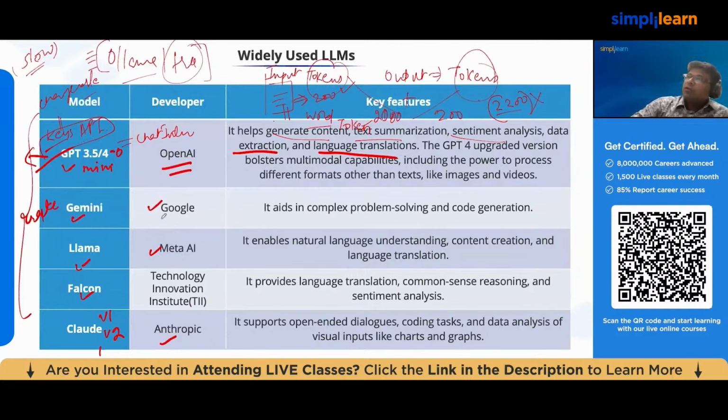Now, coming back to Gemini, it aids in complex problem solving and code generation. If I try to tell you which of these models is best, either OpenAI is best, or Google's is best, or Llama is best, or Falcon or Anthropic, unless you use it, you will never know what is best suited for you. Maybe in one problem statement, like in my case, let's say I am working on a solution where I work with Gemini or I work with Claude, it has given me excellent results, and ChatGPT hasn't given me excellent results.